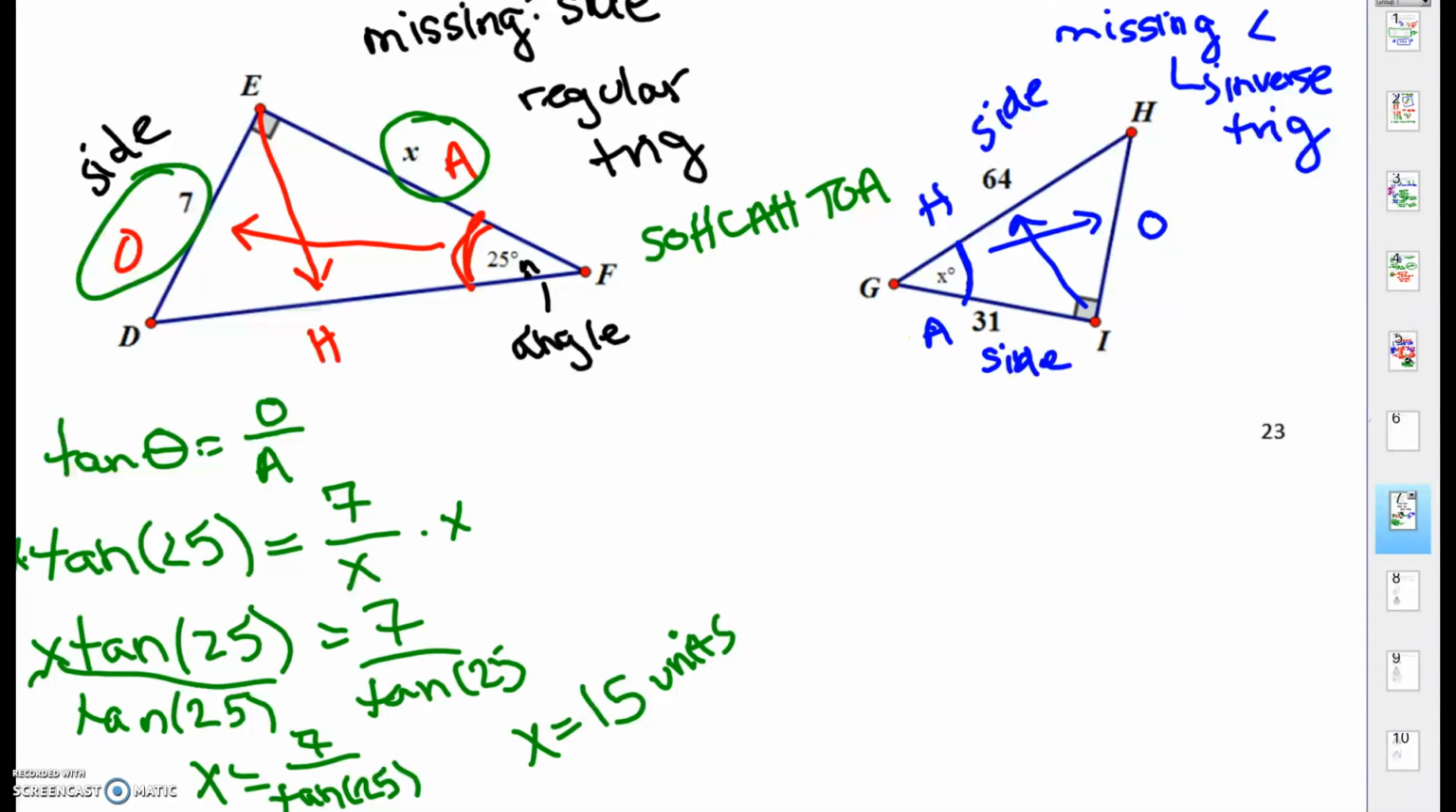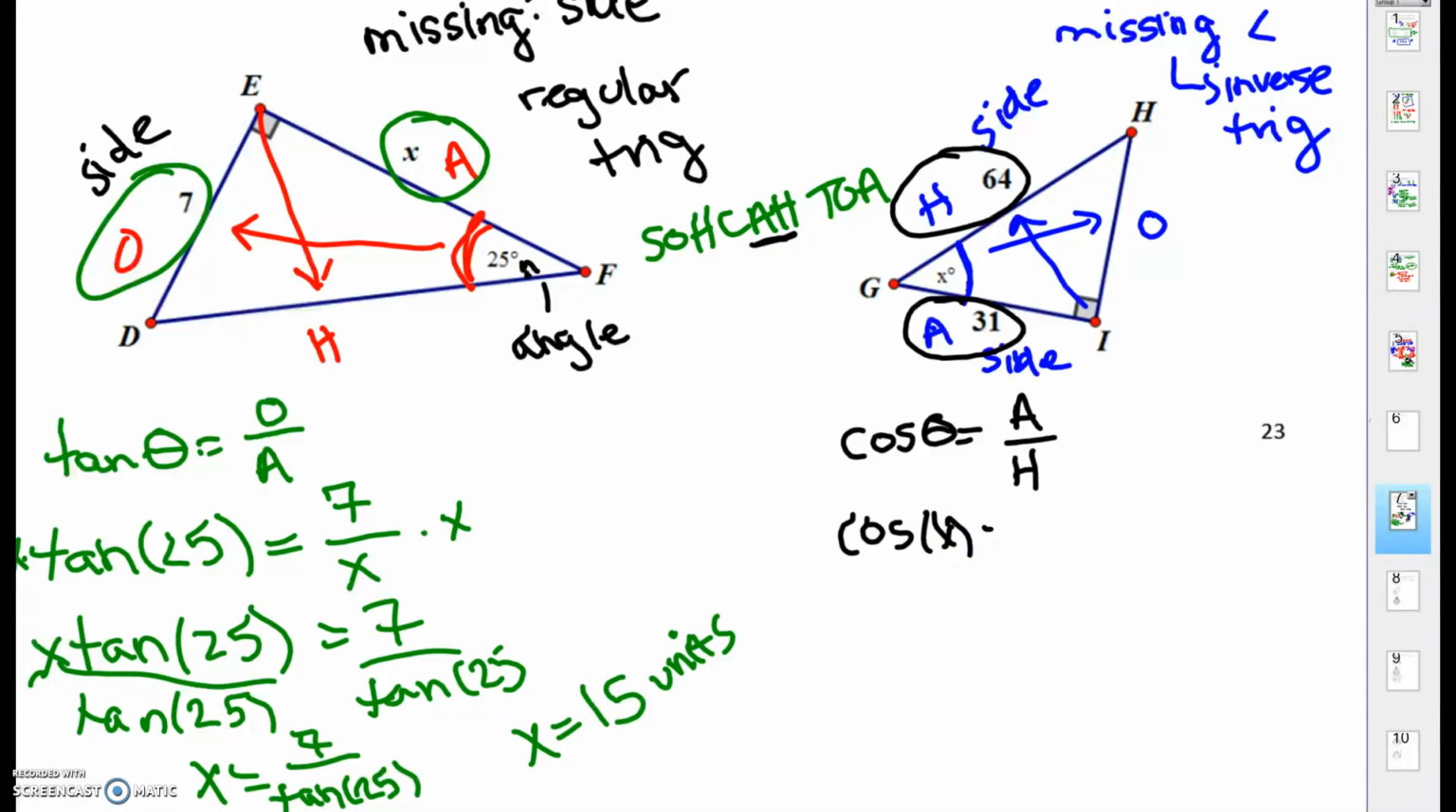When I take a look at what I've got sidewise, I've got an H and an A. Well, looking at SOHCAHTOA, A and H belongs with cosine. So I'm going to say cosine of theta equals A over H. Well, that becomes cosine of X equals my adjacent side is 31. My hypotenuse is 64. So X must be equal to cosine inverse.